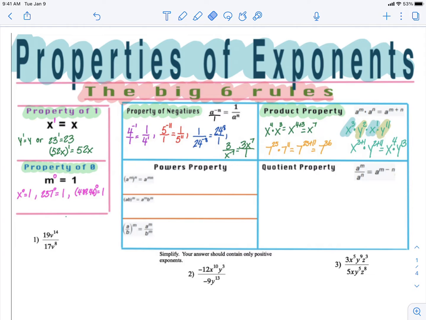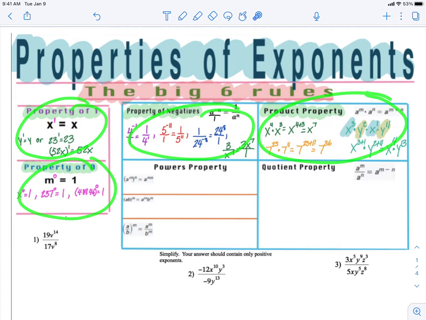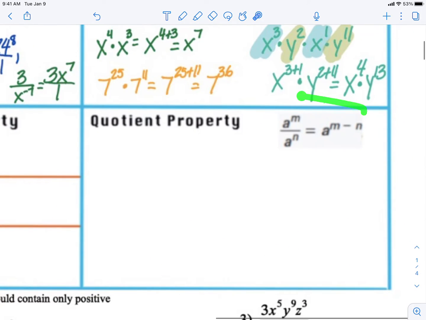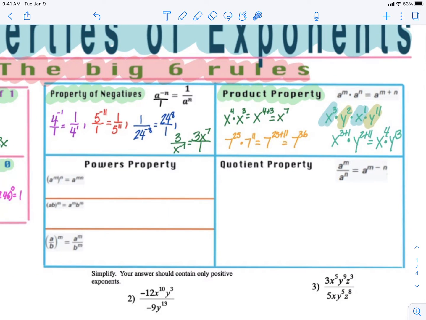Take notes. The first thing we always do is identify the name of the video lesson. The name of the video lesson is Properties of Exponents, but this is part 2, and we're going over the big 6 rules. We have Rule 1, Rule 2, Rule 3, Rule 4, so we have 2 more to go: the Quotient Property and the Powers Property. Today, we're going to focus on the Quotient Property. Let's get started.